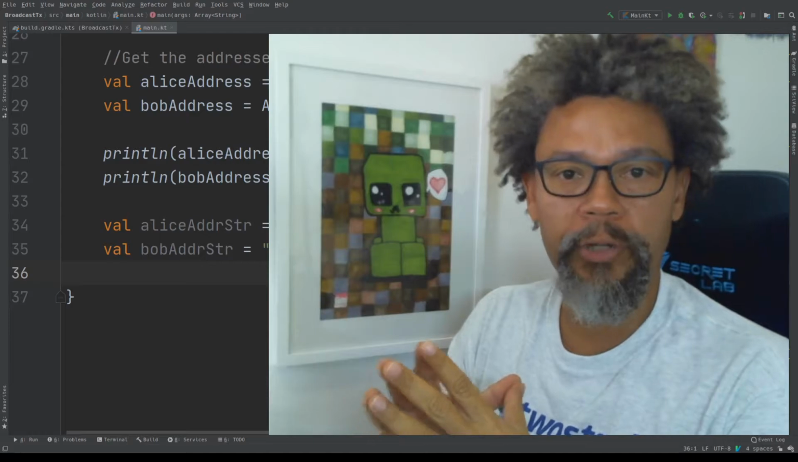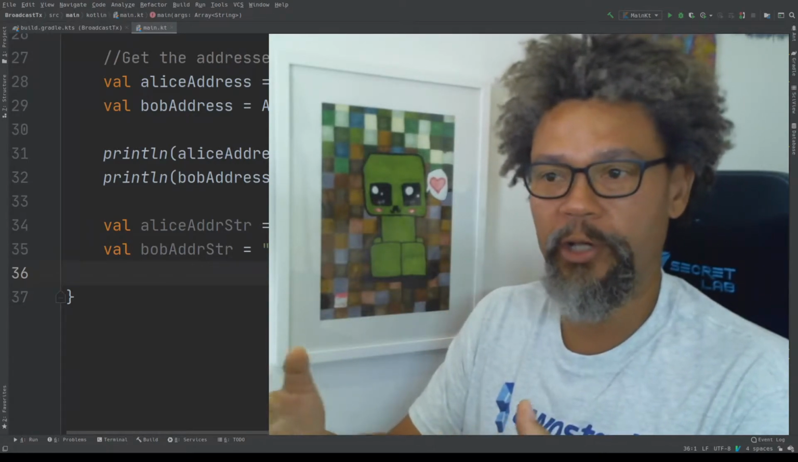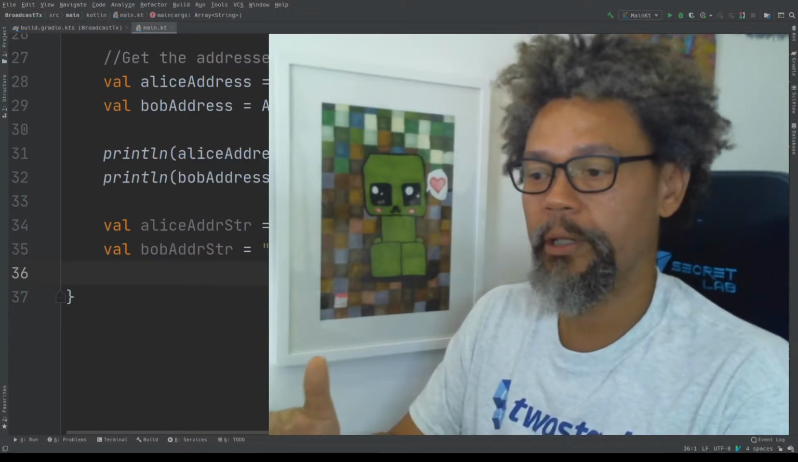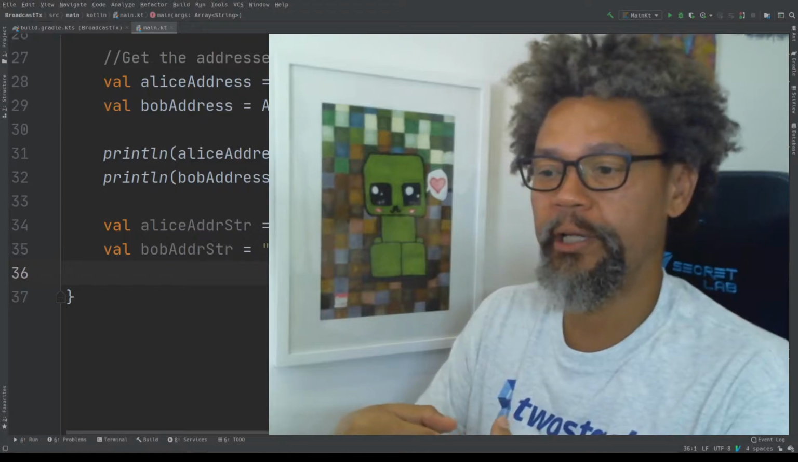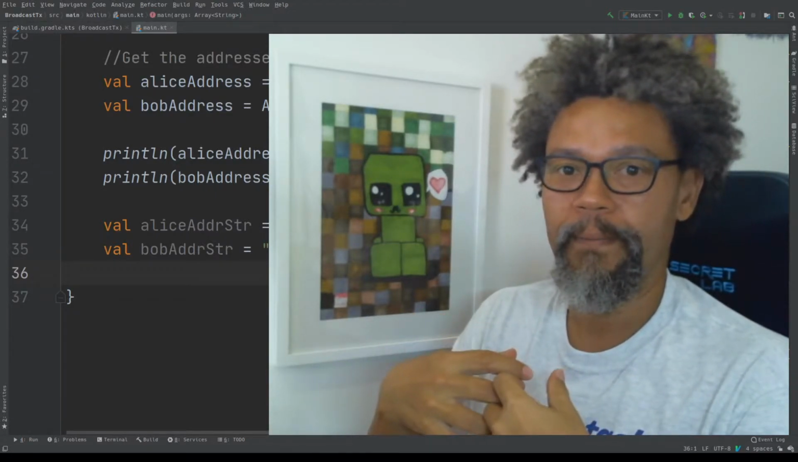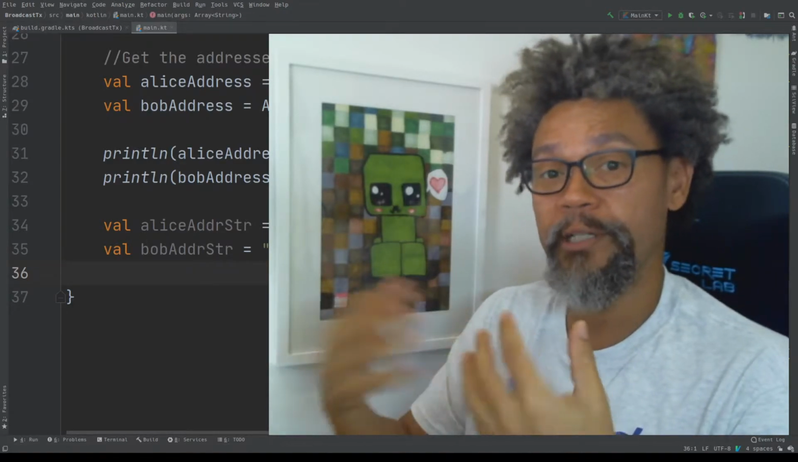We were about to build a transaction. We've now got all the ingredients that we actually need to get started. The first thing we want to do, though, is that in order for Alice to send money to Bob, Alice needs to have money. Alice doesn't have any money right now. And how does Alice get money?